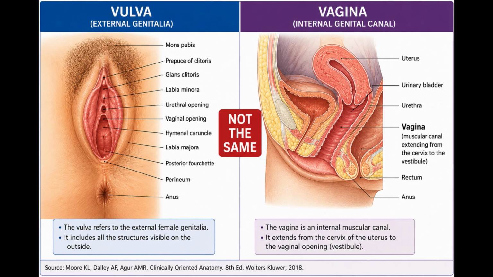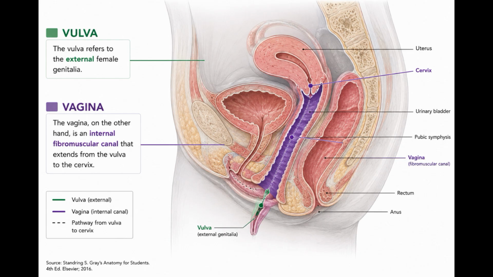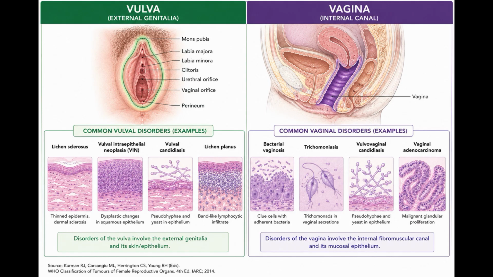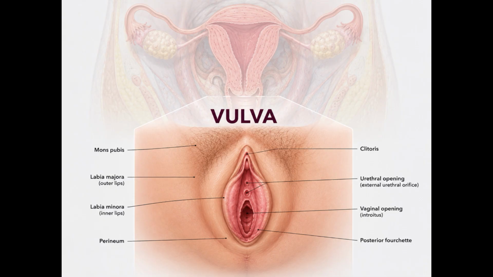Before we begin, there is one very common misconception that must be cleared. The terms vulva and vagina are often used interchangeably, but anatomically they are not the same. The vulva refers to the external female genitalia. The vagina, on the other hand, is an internal fibromuscular canal that extends from the vulva to the cervix. Understanding this distinction is important because the diseases affecting these two regions are often completely different. Throughout this series, we'll use these terms precisely. Let's begin with the vulva.